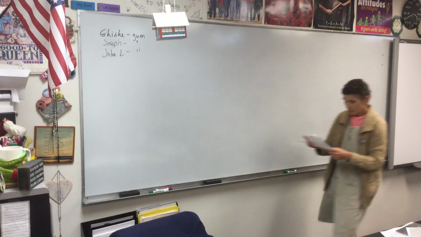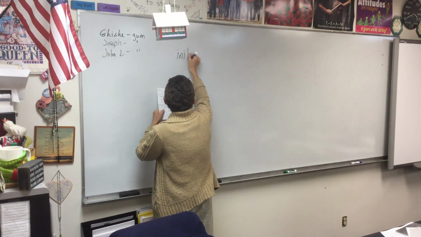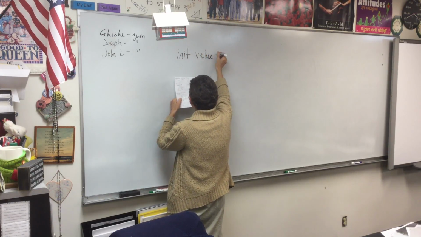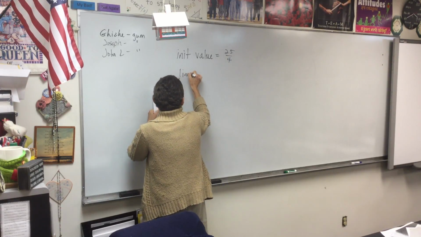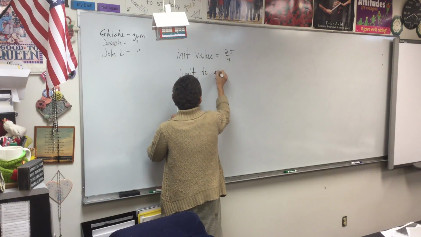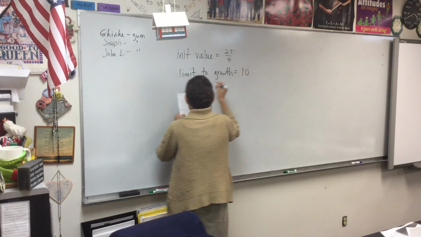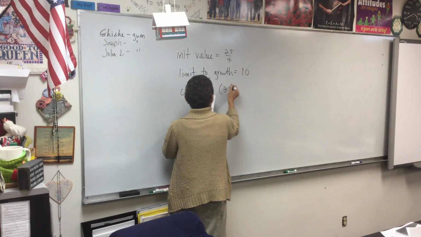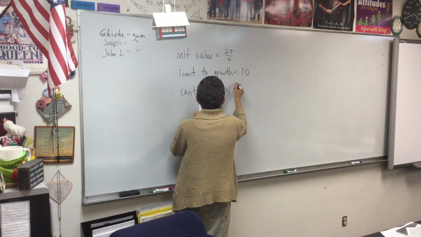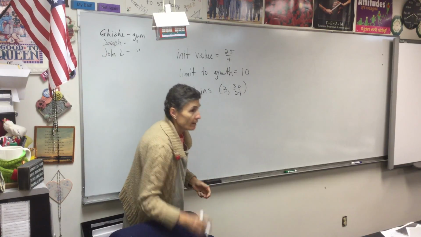Okay, so here's what we're going to do. We're going to write a logistic function. Given is the initial value is 25/4. The limit to growth, remember this is vocabulary that's used with logistic functions. And we contain the point (3, 50/29). Okay?